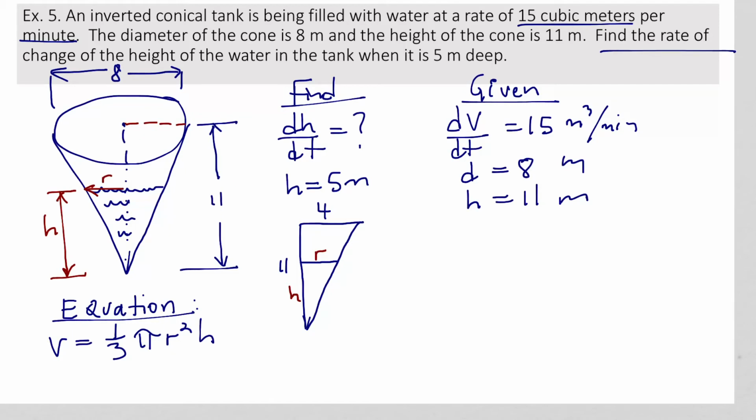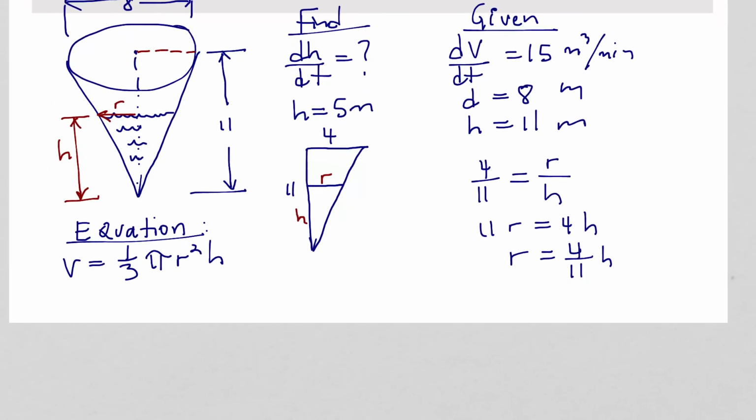So I can use the similar triangles idea again. So this side here, 4 over 11 is proportionate to R over H. That means 11R is equal to 4H, or R is equal to 4/11 times H. Now I can use that knowledge to go over here and in my equation say R is now going to be 4/11 times H. Now square R multiplied by H.